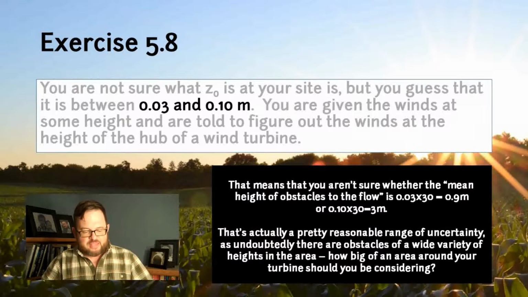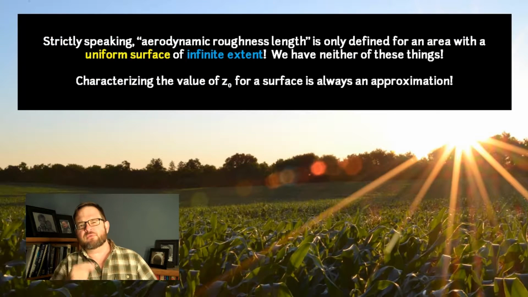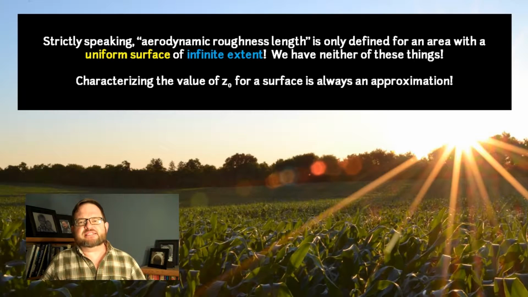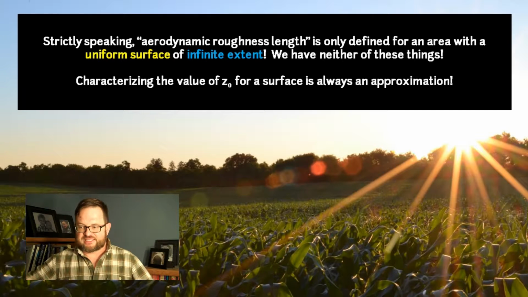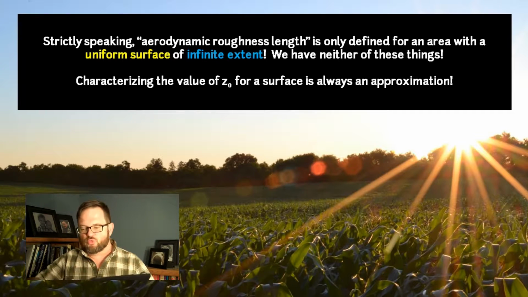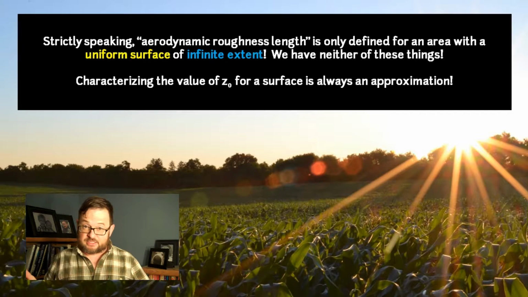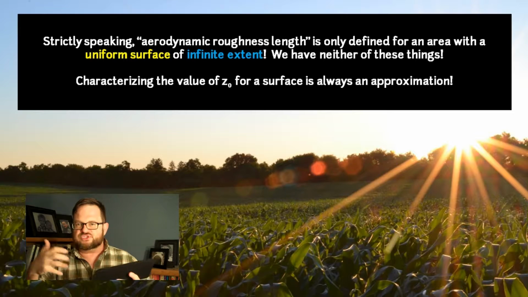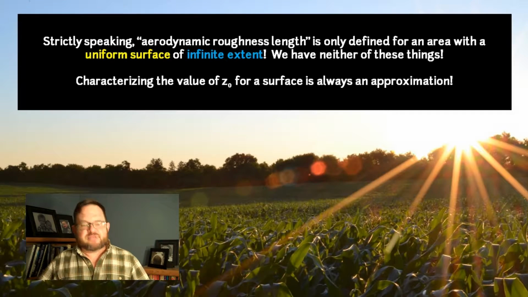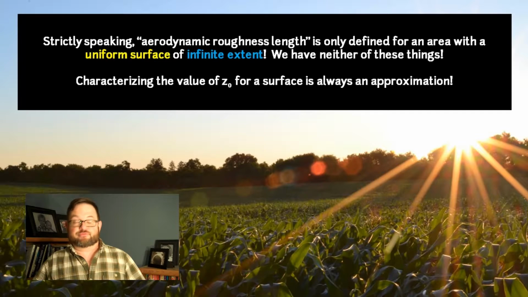Okay, just to be clear though, strictly speaking, this idea of the aerodynamic roughness length is formally defined only in the case in which we have a uniform surface, like it all has the same sorts of trees, or the same sort of crops, or it's water with the same heights of waves, or whatever, and it is of infinite extent. The flow has had plenty of time to adapt to it. There haven't been changes in the surface anywhere. Obviously in any real life situation we have neither of those things.